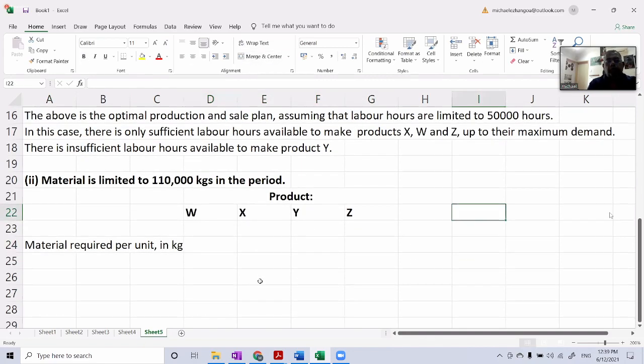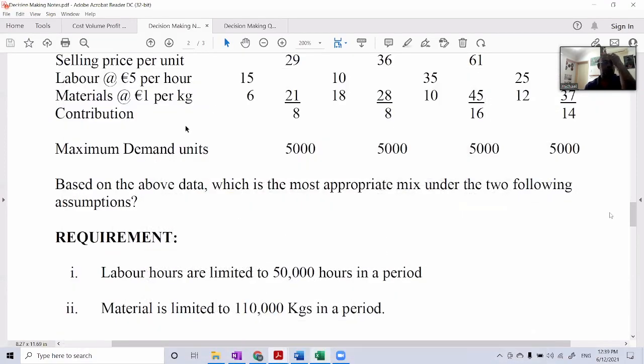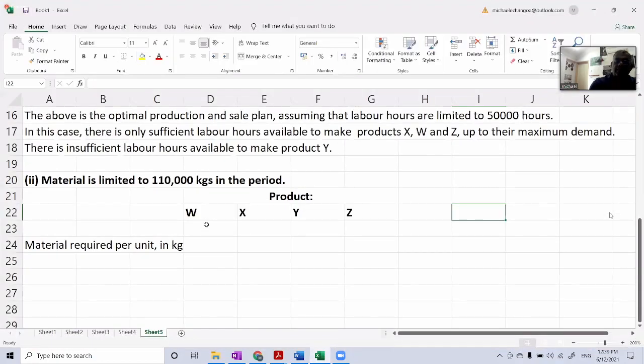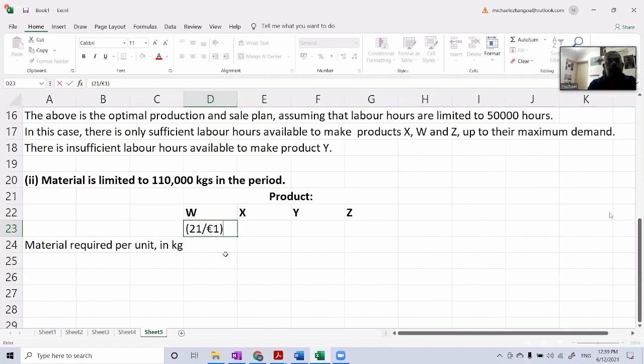Right, now we do the workings. Now the cost of material is 1 per kg. So actually we don't need to do the working, but I'll just do 1. 21 divided by 1. So I need 21 kg.